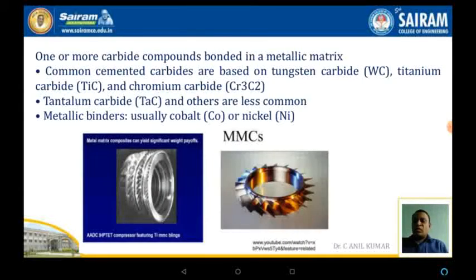Now, one or more carbide compounds are bonded in a metallic matrix material to form a very hard material, which is nothing but the MMCs. The common cemented carbides are based on tungsten carbide, titanium carbide, as well as chromium carbide. Even tantalum carbide is another composite, which has less application than tungsten carbide, titanium carbide and chromium carbide. The metallic binders are usually either cobalt or nickel. These have major applications in the case of MMCs.